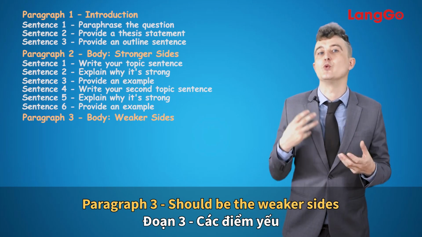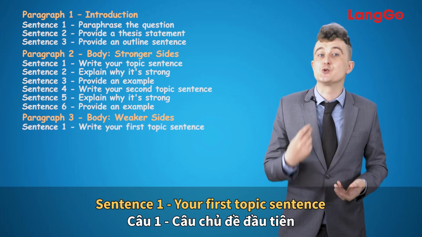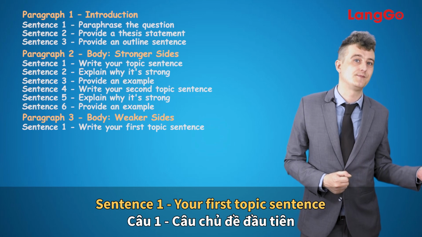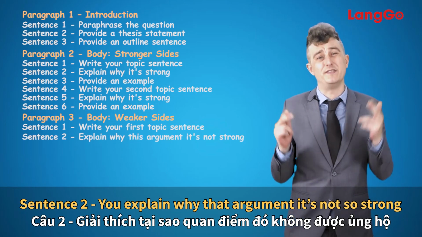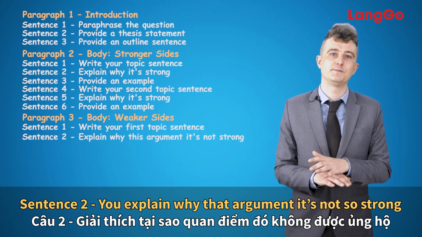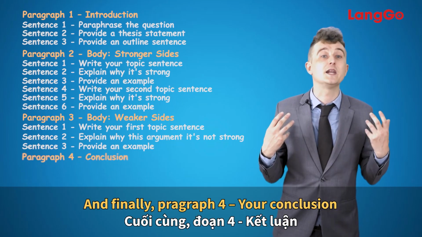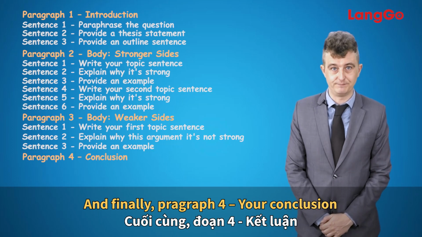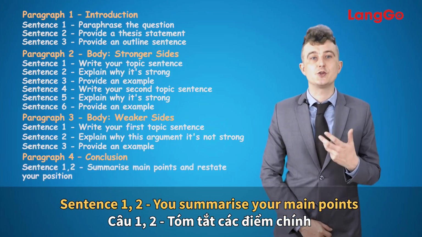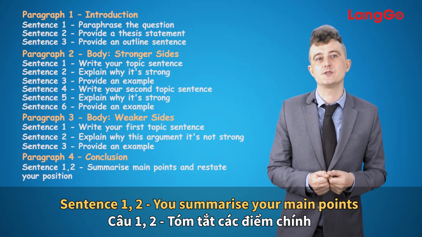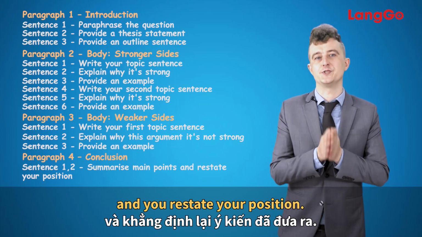Paragraph 3 should be the weaker side. In sentence 1, your first topic sentence. In sentence 2, you explain why that argument is not so strong. In sentence 3, provide an example. And finally, paragraph 4 is your conclusion. In sentences 1 and 2, you summarise your main points and then you restate your position.